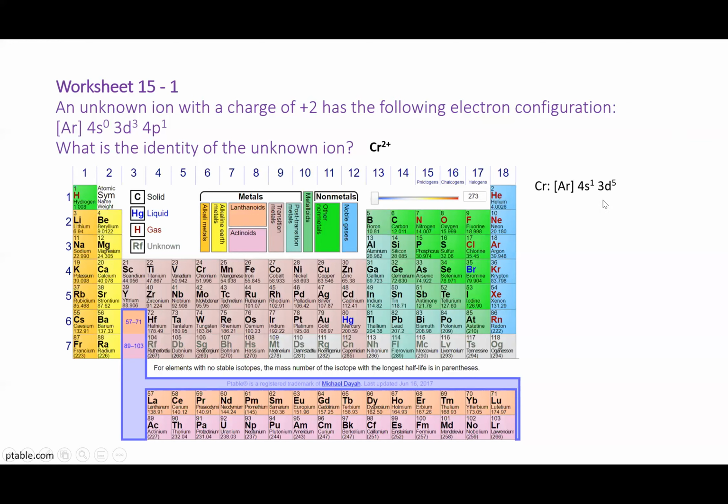However, because it's in the excited state, one electron goes into the next highest energy orbital, which can be the 4p. So you have a 4p1 here.